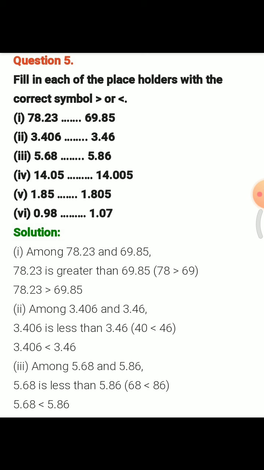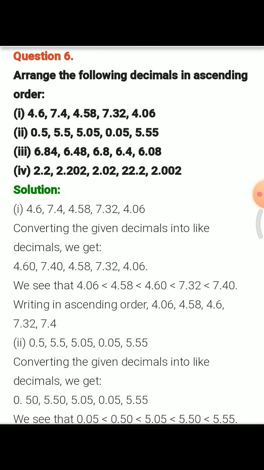Which one is greater, 78.23 or 69.85? So among you can tell me very easily that 78.23 is greater than 69.85. Okay, so you solve all the questions yourself. Okay. Next question, question number 6.